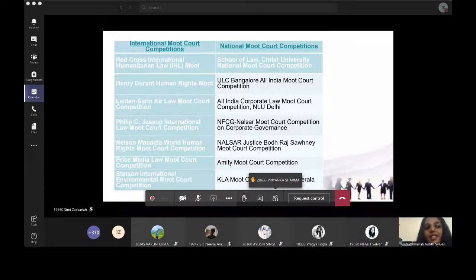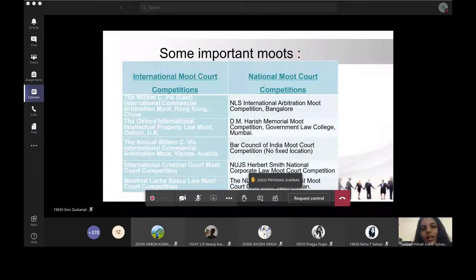Then there's the Red Cross International that organizes on international human rights. So these are really important moots that a lot of representation is received from the Indian territory, and a lot of law schools send their students there. So now we move on to how to choose a moot.